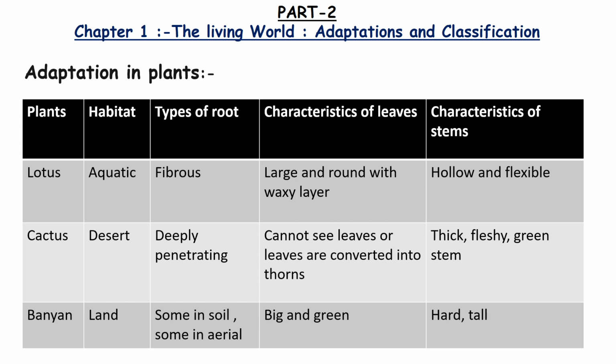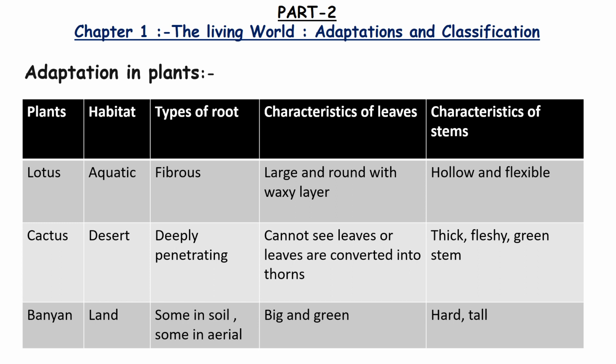and the leaves of lotus are large, round with waxy layer. Means a layer of wax is coated on the leaves. Understood? Its stem is hollow. Hollow means empty. And flexible. Flexible means movable. Means according to the stream of water, it can move from here and there. Understand? Next plant is cactus.